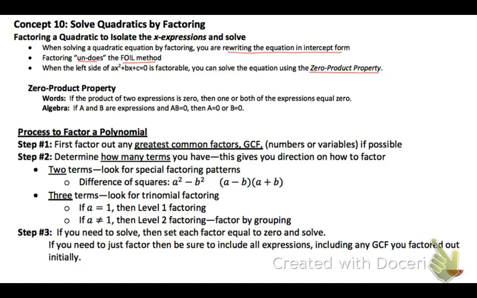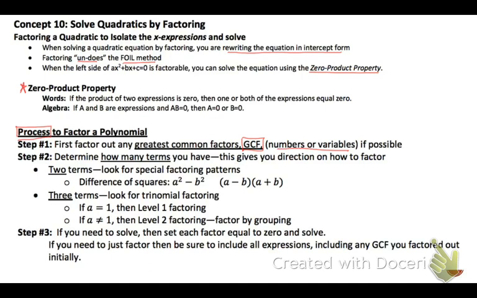Now there is a process to factoring a polynomial. So the first step is that you're going to look for a greatest common factor. And in algebra, we usually call that the GCF, greatest common factor. It can be numbers or variables. And you factor out a greatest common factor if possible.